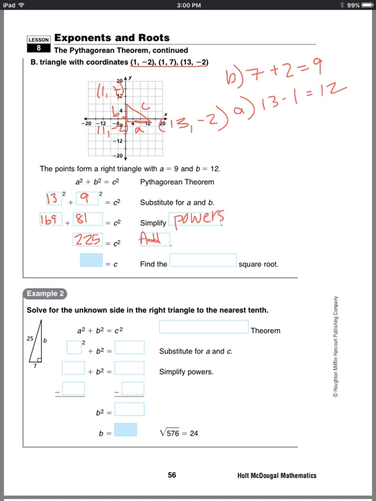And then we're going to find the positive square root. And in order to undo squares, we have to take the square root. So the square root of c squared is c. The square root of 225 is 15. So c is 15 units long.